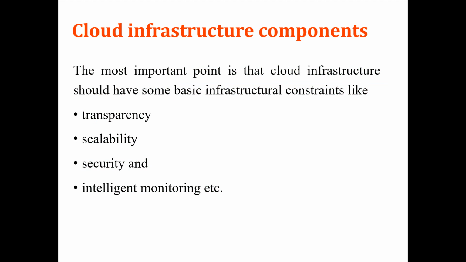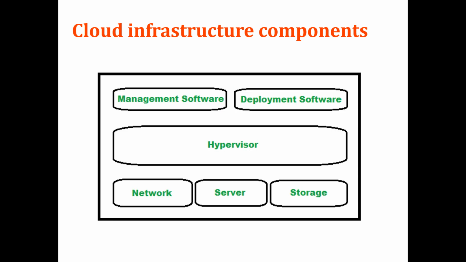The third one is security. Your cloud should protect user data using authentication, encryption, and firewall. The next one is intelligent monitoring. Intelligent monitoring means your cloud continuously monitors the servers, applications, and networks to detect any failure and maintain performance. This is the diagrammatic representation of the cloud infrastructure components.